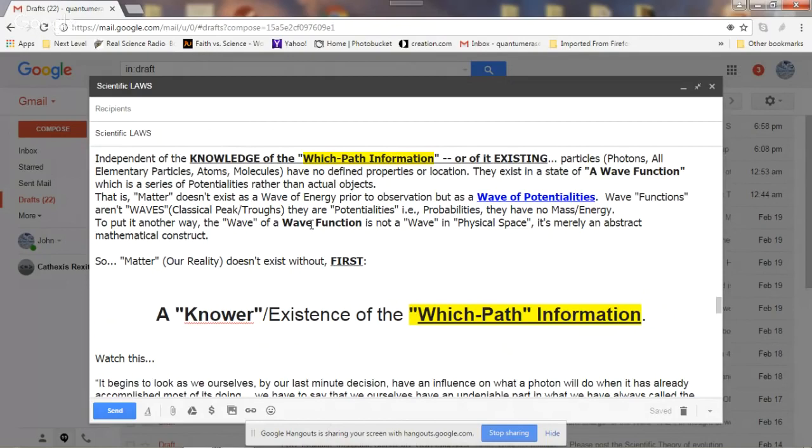So matter, our reality, doesn't exist without first a knower existence of the which path information.